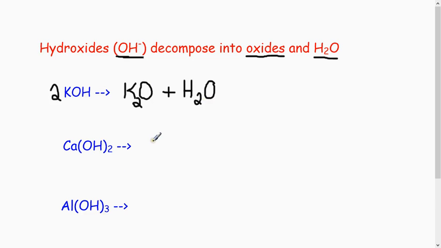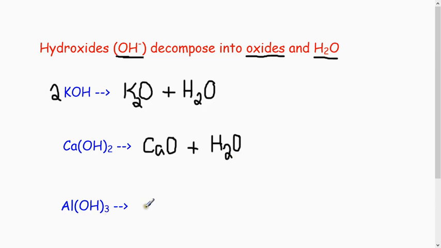Calcium hydroxide. My oxide is going to be calcium with oxygen. When I look up the charges in crisscross, calcium is +2, oxygen is -2. So it's just going to be CaO. And my other product, again, because it is a hydroxide, my second product has to be water. Balancing it, I have 1 calcium on the left, 1 on the right, 2 oxygens on the left, 1, 2 on the right, 2 hydrogens on the left, and 2 hydrogens on the right.